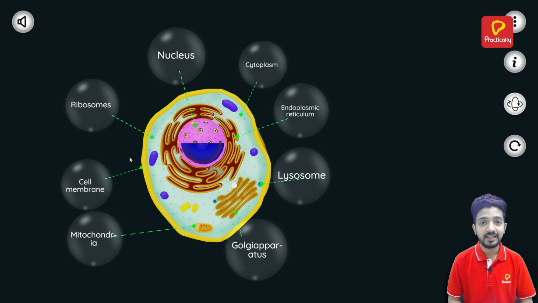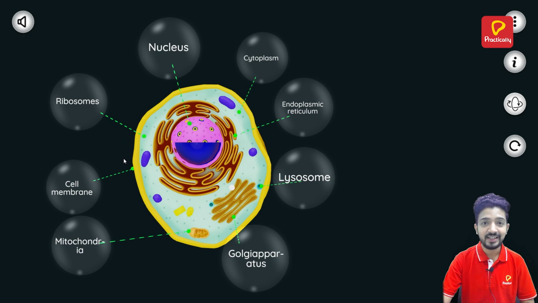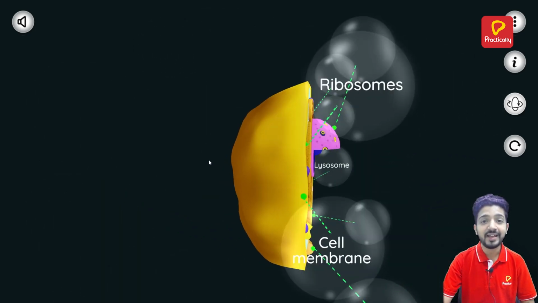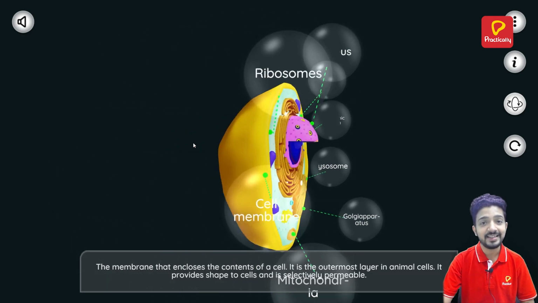Today we are going to study the fundamental unit of life which we all are made up of, that is the cell. Let's begin by studying the different parts of animal cell. So as we can see on the screen, a beautiful 3D model of animal cell. Let's begin with the outermost structure, that is the cell membrane.